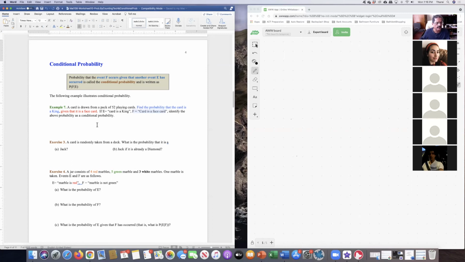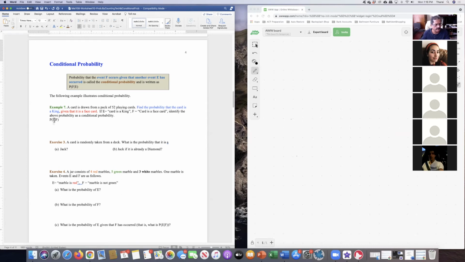E is defined as card is king. F is defined as card is face card. Then the event of this question, find the probability that the card is king given that it is a face card, can be written as P of what slash what? E slash F. Right, E slash F. It's not really a slash, it's the vertical line symbol. On the keyboard, it is shift slash. It's E given F. We just read it as E given F. That's what we are looking to find.